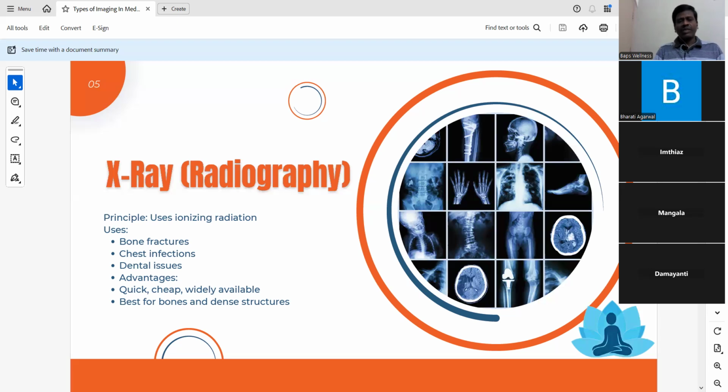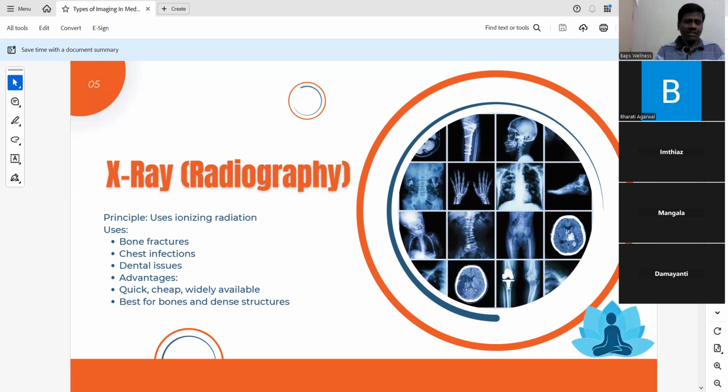And this can be used to detect any foreign objects. And in case of dental imaging, that is commonly being used. The major advantage for this is it's very quick, fast, and inexpensive. Within 10 to 15 minutes, just get inside, take, come out. Another 15 minutes, the reports will be ready. It's very cheap also, and it's commonly available in all the area centers. And this is very good for the dense structures like bones.